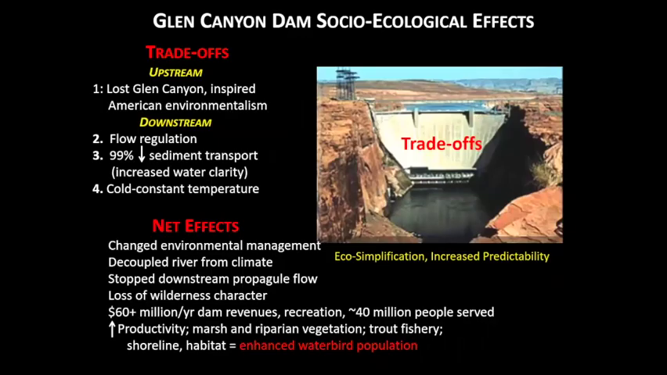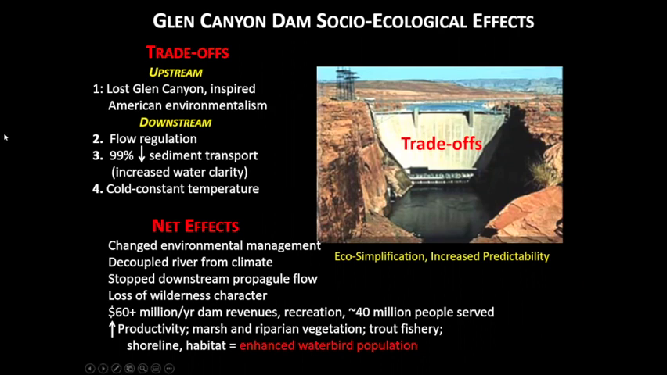Well, so the river, of course, is affected by Glen Canyon Dam, and it's a dam with many trade-offs associated with it. It wiped out Glen Canyon, which that process actually inspired modern American environmentalism. Downstream flow regulation had pretty dramatic effects: no big floods, loss of the sediment transport of the river, meaning clear water and cold, constant temperatures. So stable conditions that favored wetland development along the river and simplified the ecosystem quite a bit, increased the predictability of resources.